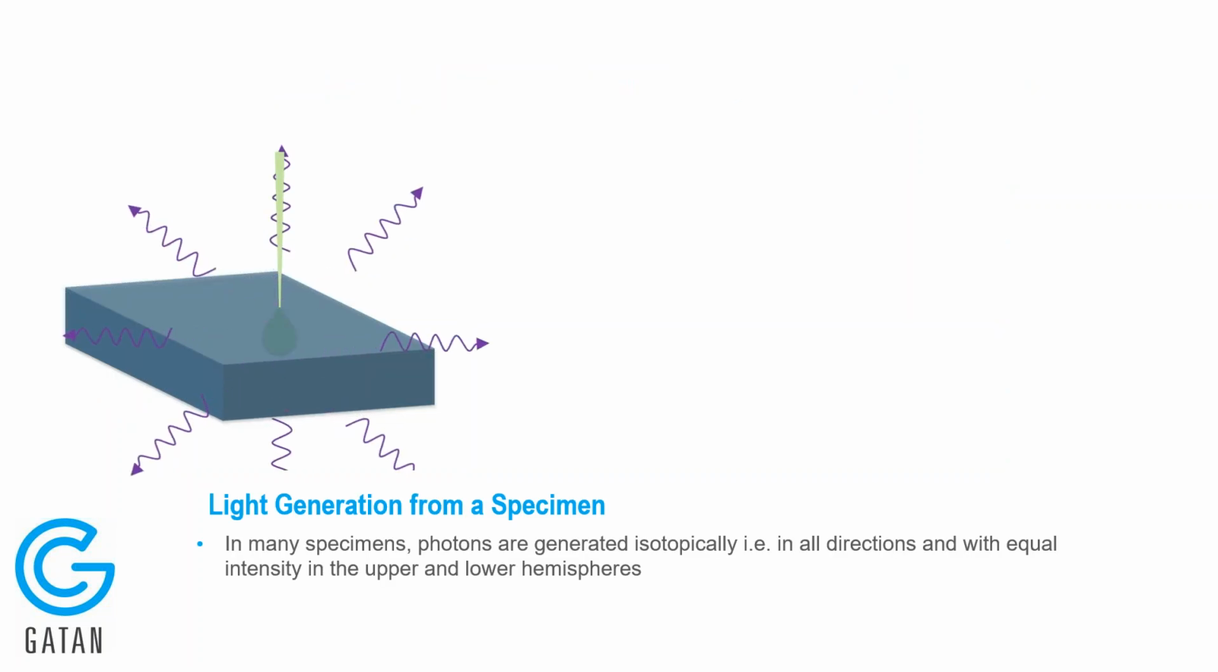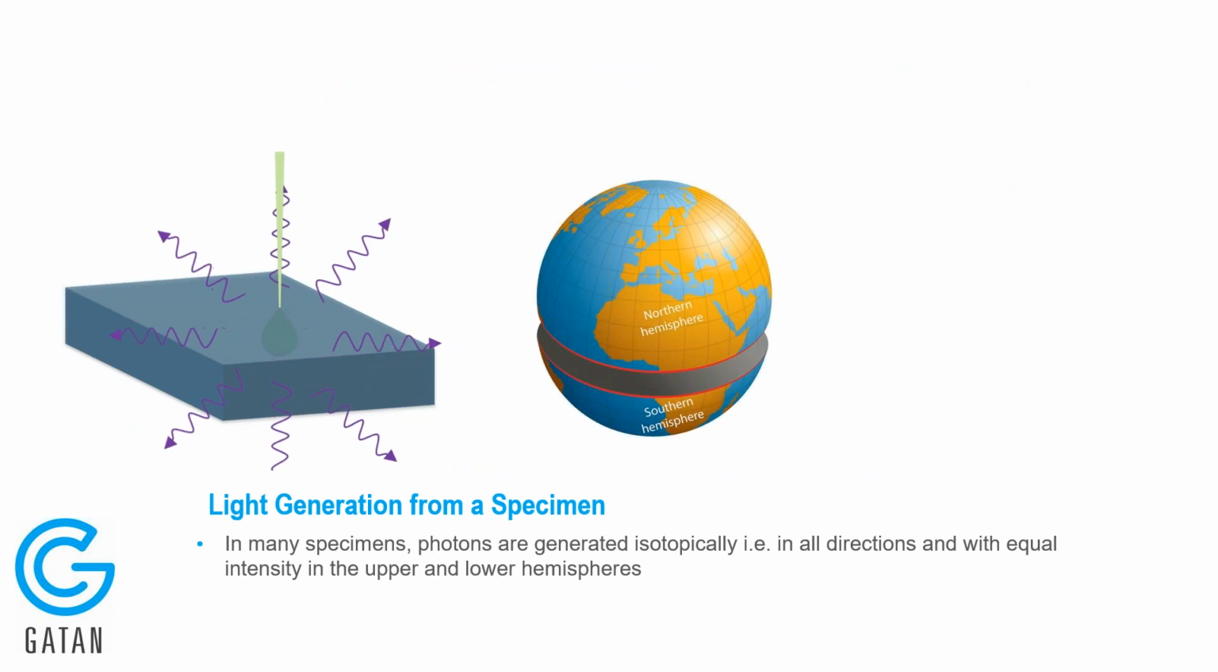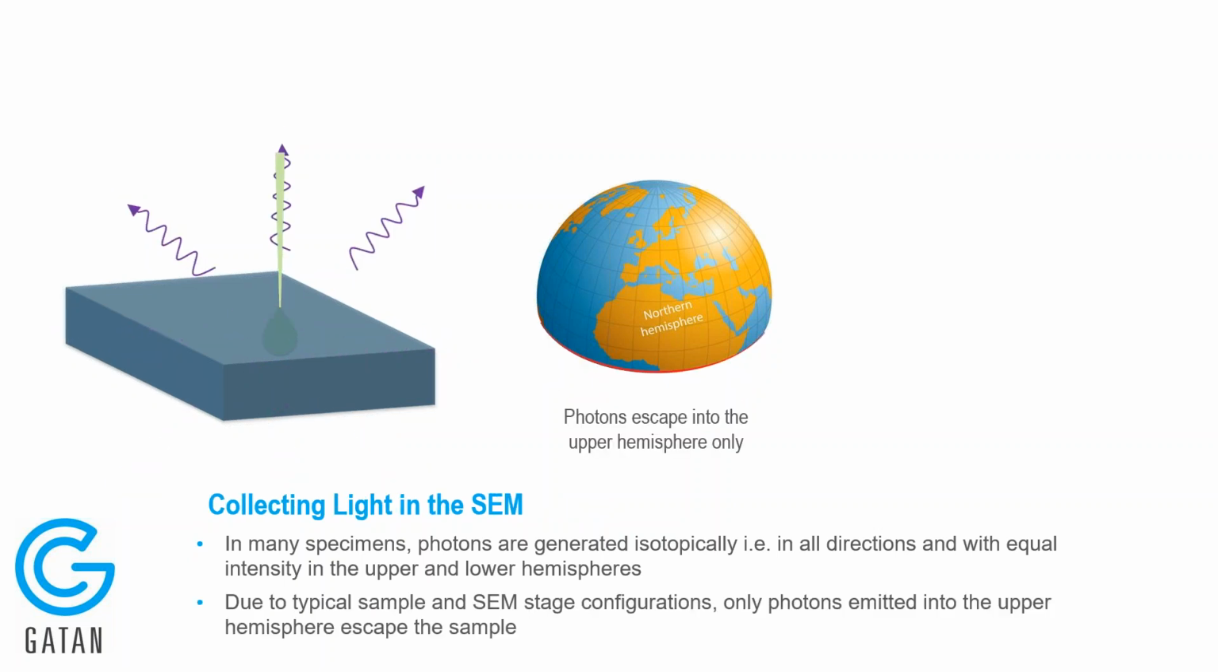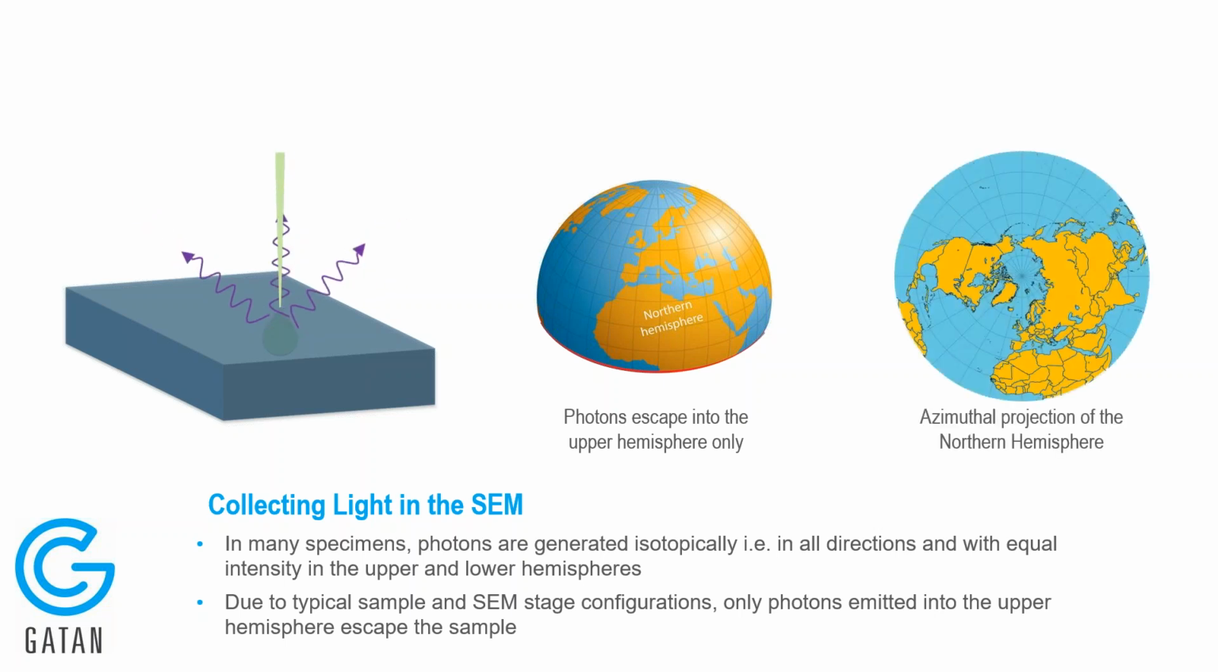Now, in many materials, the electron beam comes in and strikes it, and the light is emitted isotropically. It means it's emitted in all directions. So it's like a light source being placed at the very center of the Earth and light being projected into the northern hemisphere and into the southern hemisphere. However, especially in an SEM, the sample is thick, and typically light only escapes from the specimen into that upper hemisphere, which is represented in the center.